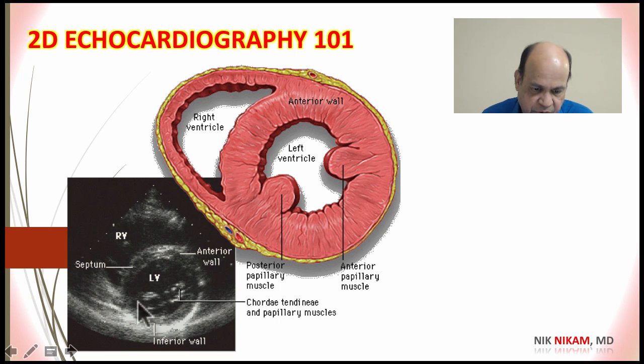This is the short axis of the left ventricle at the papillary muscle level, and here we see the nice, beautiful rounded shape of the ventricle. This is how the echocardiogram should look. If it looks oblong, that means the beam is not perpendicular to the axis of the left ventricular cavity.